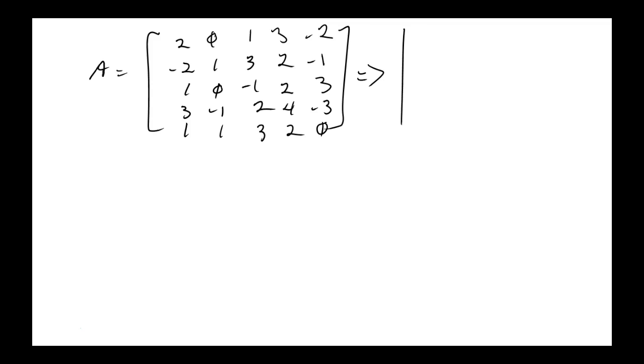And we're using row 1 is fine. So we're going to leave that alone. 2, 0, 1, 3, -2. Row 3 is, okay, 3 is fine. 1, 0, -1, 2, 3. Row 4 we're using, so that's fine. 3, -1, 2, 4, -3. I hope I copied it right. And we're going to change the other two.